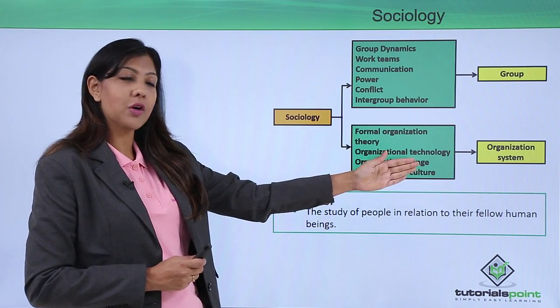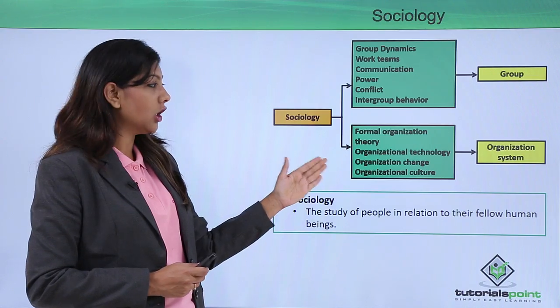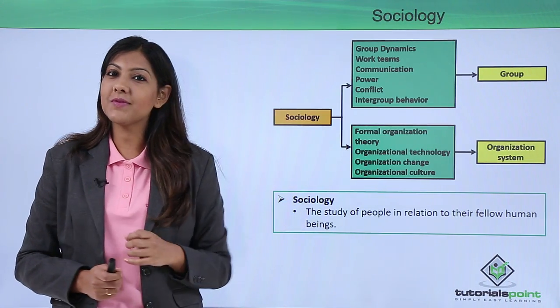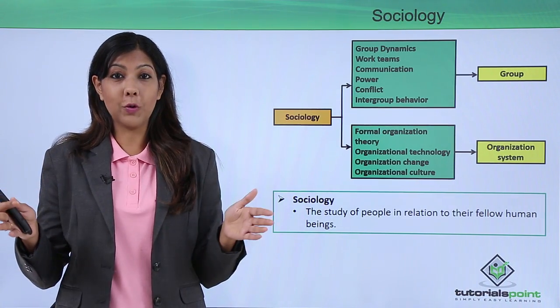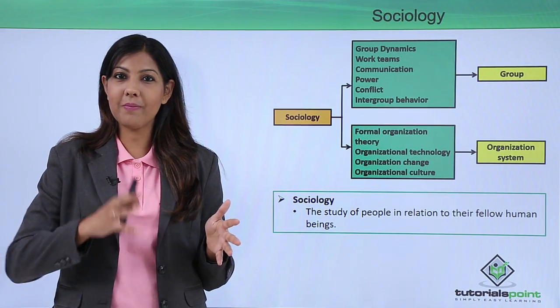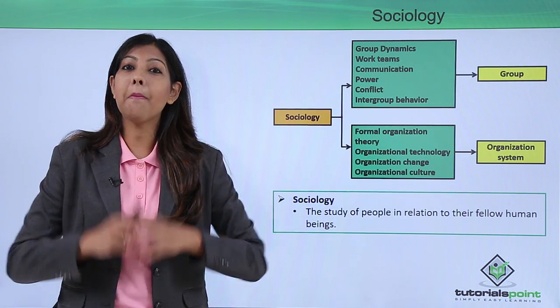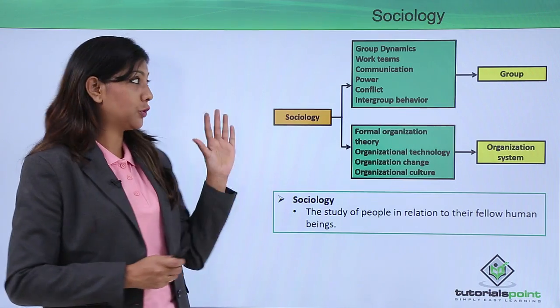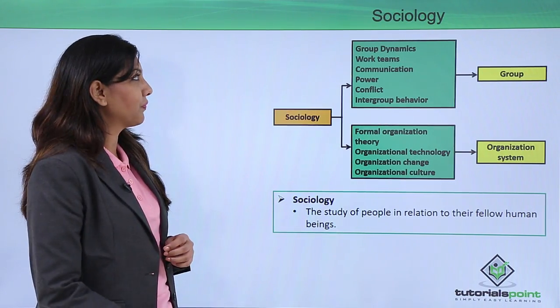From an organization point of view, we are looking at formal organization theory, organization technology, organizational change, as well as organization culture. What we are really looking at is the organization as a whole. What is their culture? What is the behavior pattern of the organization? Technology, theories, etc. at a macro level. So that's how sociology affects human behavior or organization behavior.